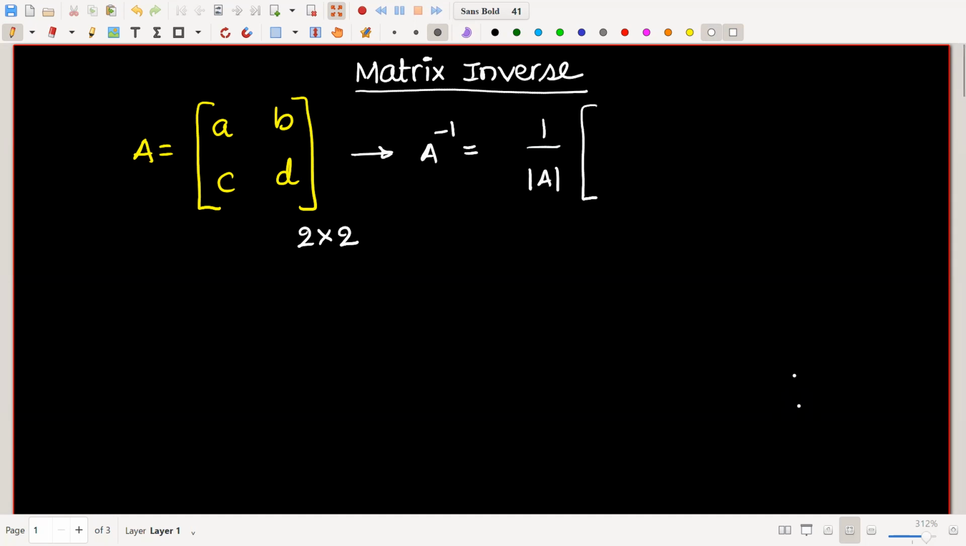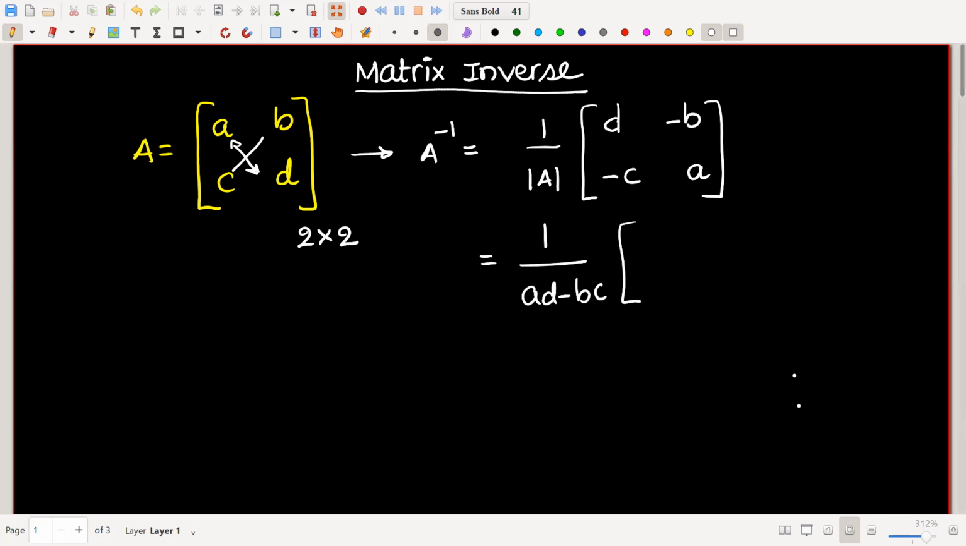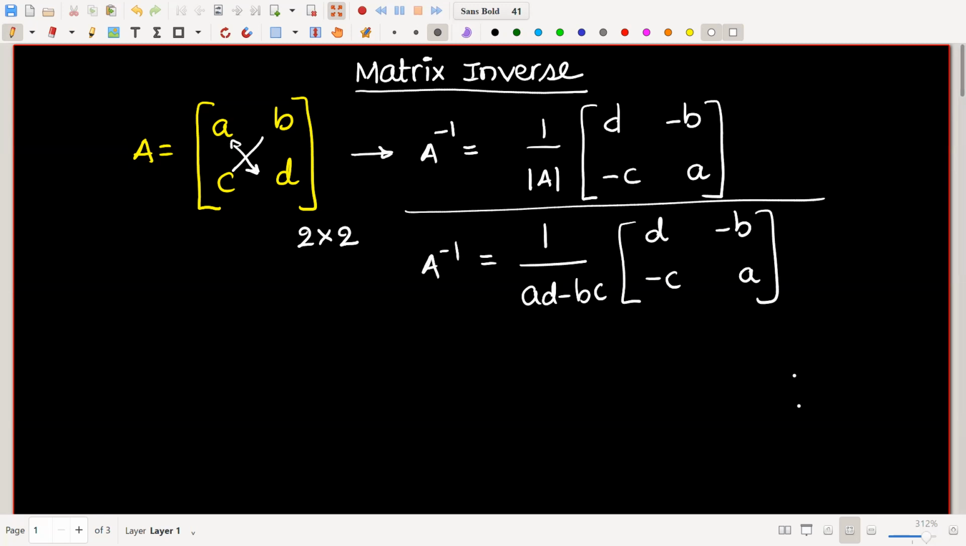It's because most of us remember this one, right? So A inverse is 1 over determinant of A times [d, minus b; minus c, a], where determinant of A is ad minus bc. So A inverse is this. So let's prove this. Let's prove how we get this.